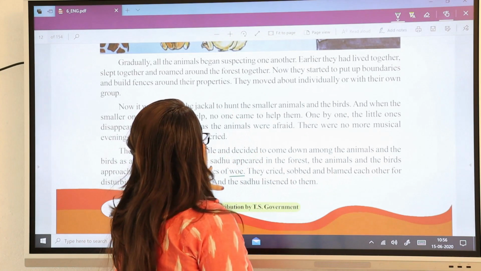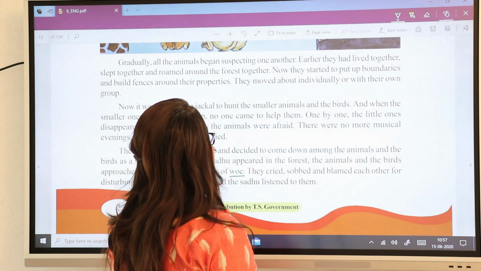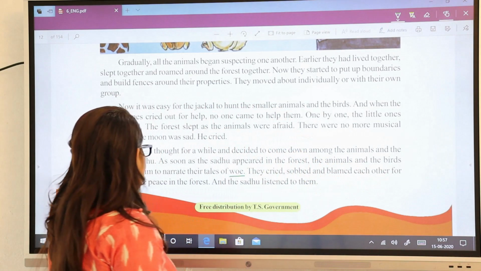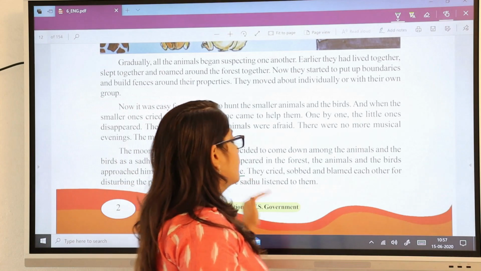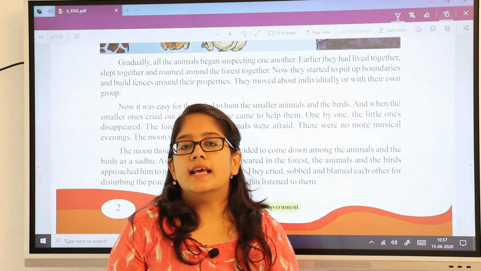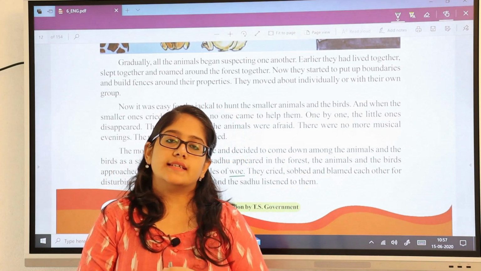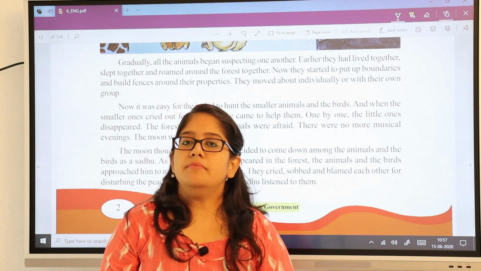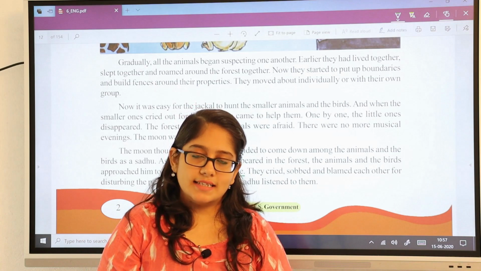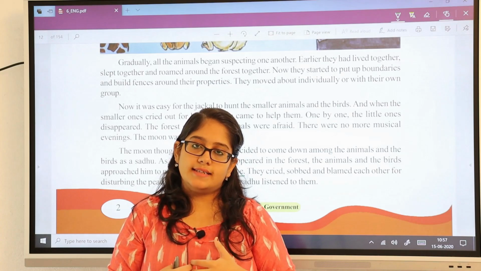The moon thought for a while and decided to come down among the animals and the birds as a Sadhu. As soon as the Sadhu appeared in the forest, the animals and the birds approached him to narrate their tales of woe. So what did the moon decide? He decided to come down to earth in the disguise, in the appearance of a Sadhu. As soon as he came to the earth, all the animals rushed towards the Sadhu and started sharing their woe. Woe means extreme sadness, pain.